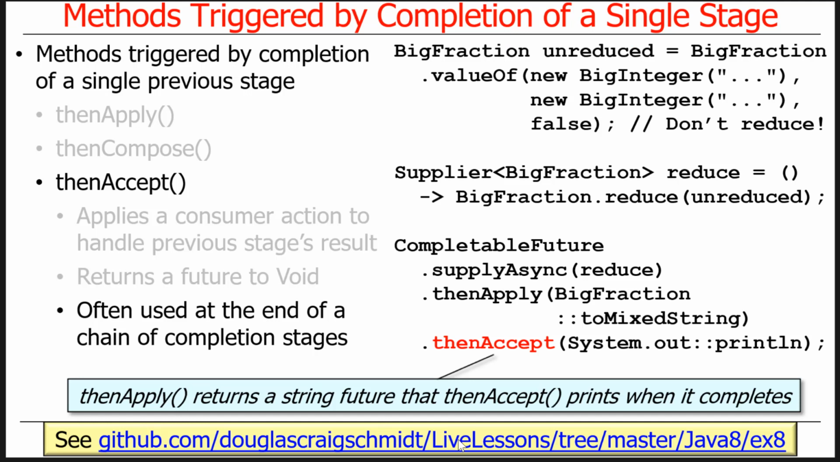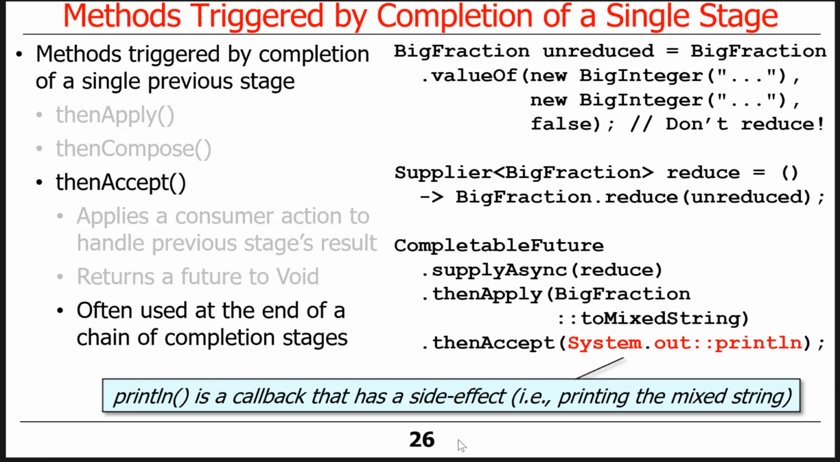So here's a simple example of using thenAccept. This is in the same spirit of our previous example, so I won't walk through all the stuff in detail, but you typically would use thenAccept at the very end of a chain of completion stages when you just want to do some operation that has a side effect. So you can see here that we go ahead and run this asynchronously. We then turn the result to a mixed string, and then we accept it and we call System.out, and that goes ahead and prints the results out after it gets back the result from thenApply, after the thenApply CompletableFuture triggers when it's done.